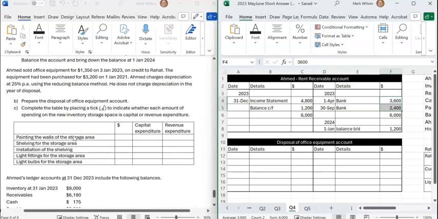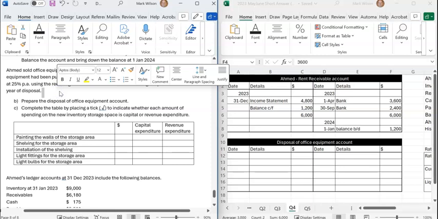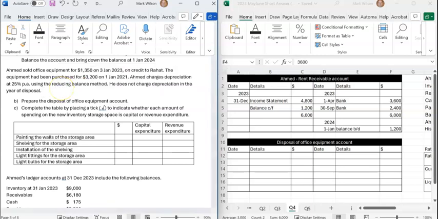Ahmed sold some office equipment for $1,350 to Rahat on credit. So we're not writing bank, we'll write Rahat there. The equipment was purchased for $3,200 on the 1st of January, and he charges depreciation at 25% per year using the reducing balance. He does not depreciate in the year of disposal. So what we've really got to do is calculate how much depreciation has been written off. So we've had it all of year 2021, all of year 2022, but really not 2023, as he does not charge in the year of disposal. So you've got to calculate what the depreciation we've written off is.